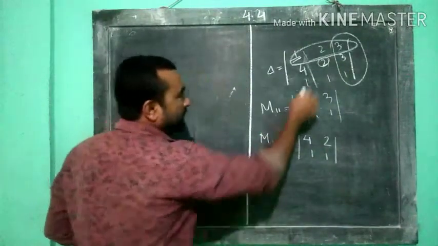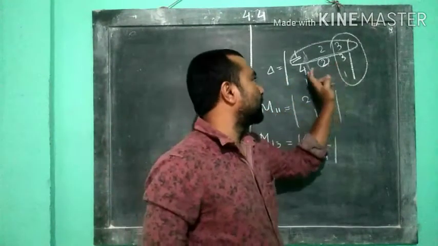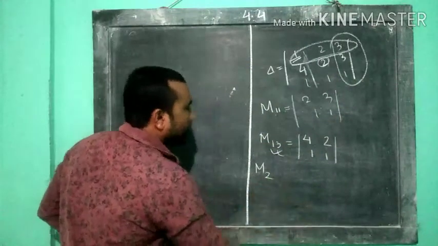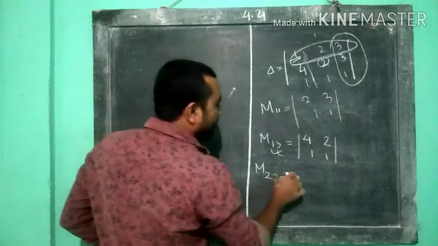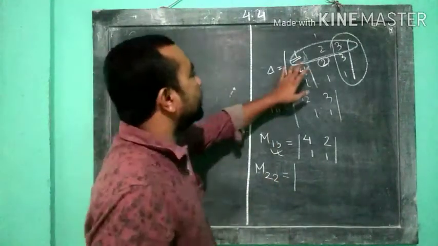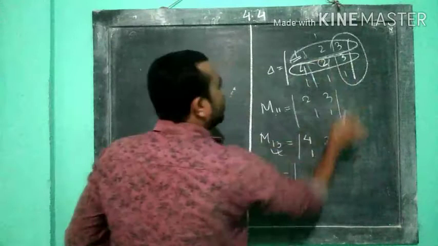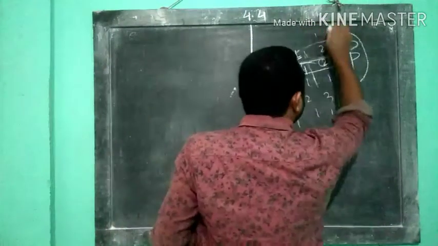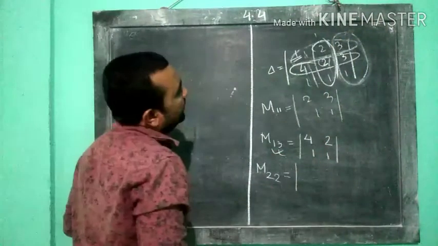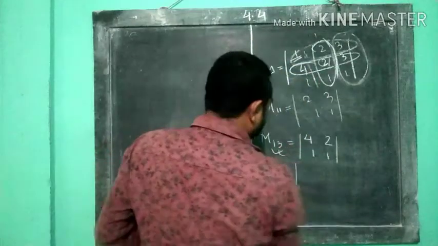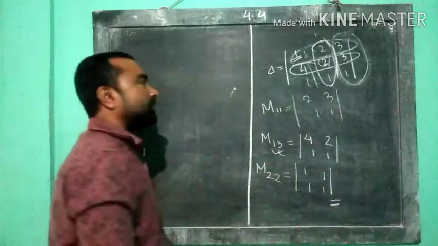Similarly, what is the minor of 2? It lies in the second row and second column, so M22. How to find it? Cancelling the second row and the second column, the remaining elements are 1 1 1 1 and 1 3 1 3. In this way we find the minors.